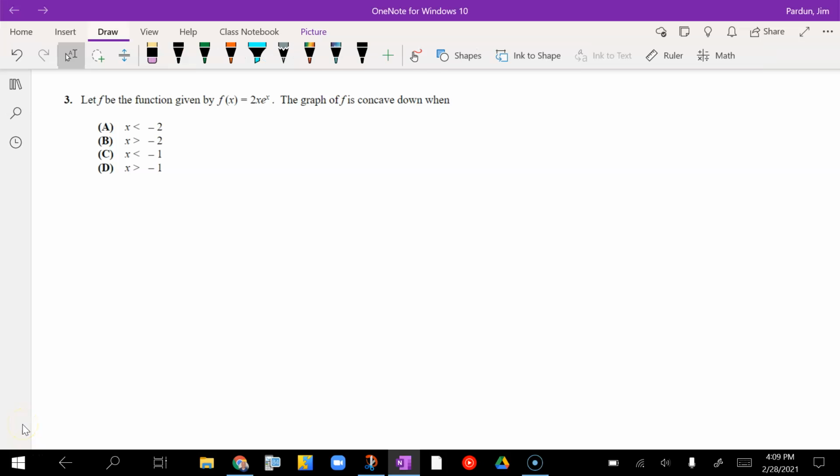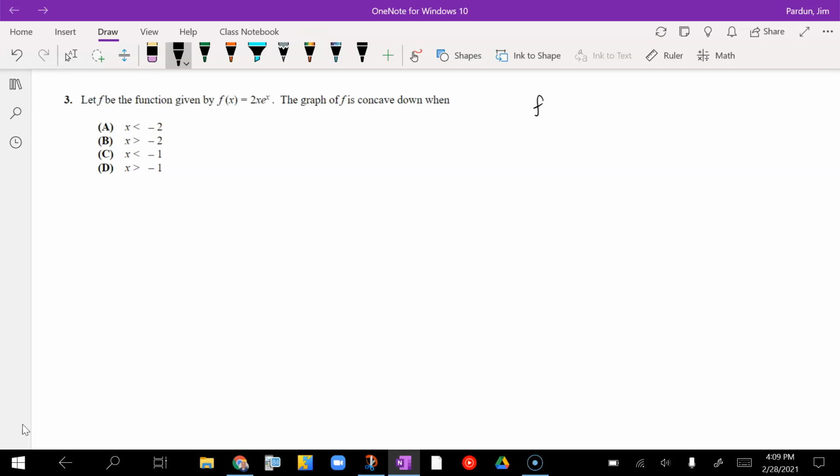All right, there is a request for question number 3 on the summative review. So let's go through this. They want to let f be the function given by f of x equals 2x e to the x. The graph of f is concave down when?